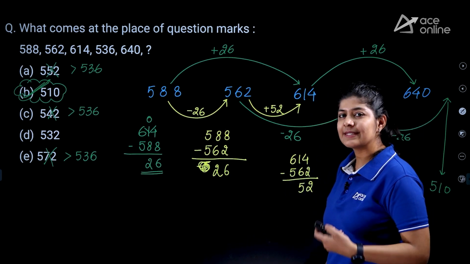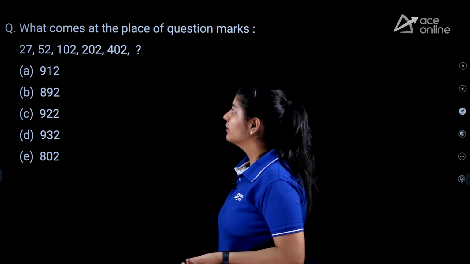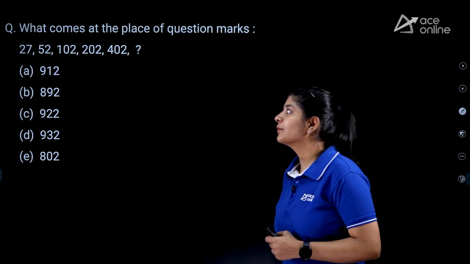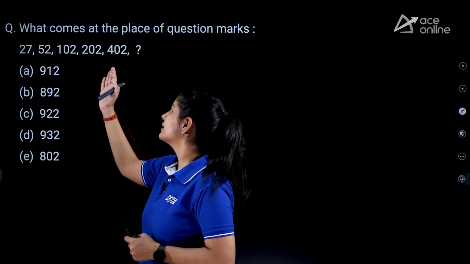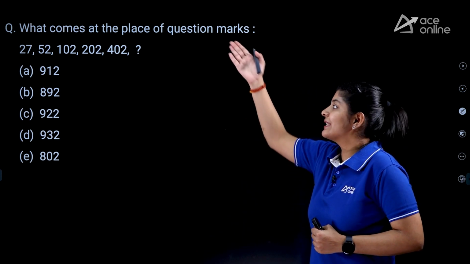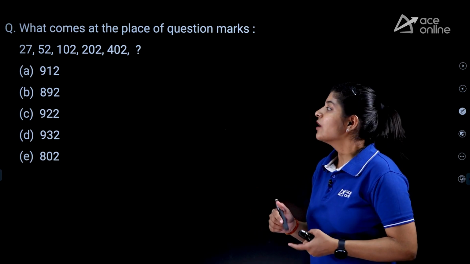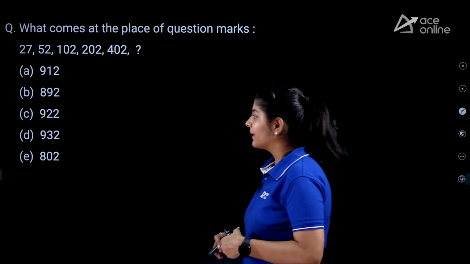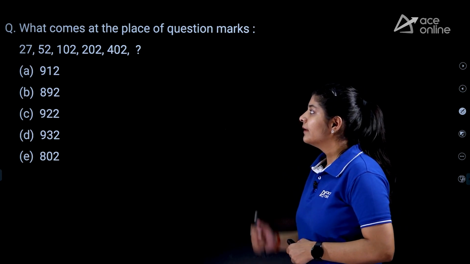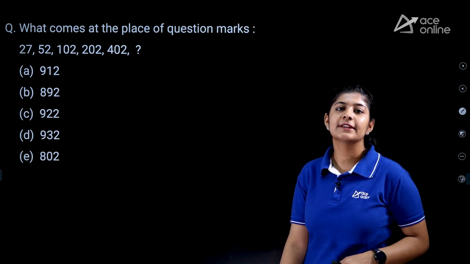Okay, next one. Let's see what is the next series. So here we are having 27, 52, 102, 202, 402. I guess this is a very simple series. We can easily determine the pattern just by seeing the series, because here the gap is something which we can easily detect. You have to comment your answer in the comment section, what is the correct answer for this particular question mark.